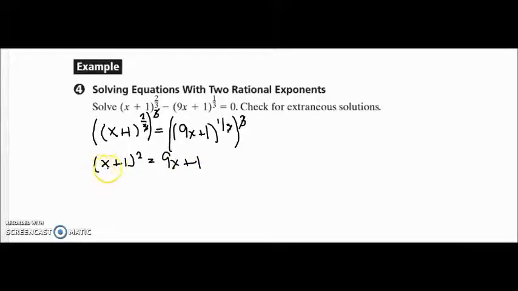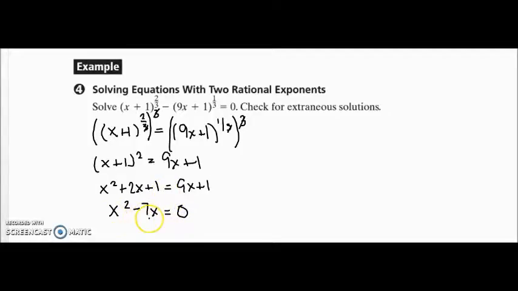Okay, keep in mind this is really x plus 1 times x plus 1, so we're going to FOIL. So we get x squared plus 2x plus 1. I'm going to trust that you can understand where I got those pieces from, equals 9x plus 1. And just like we did in the other one, let's get 0 on this side and the quadratic on this side. So I'm going to subtract 9x. I'm going to subtract 1.